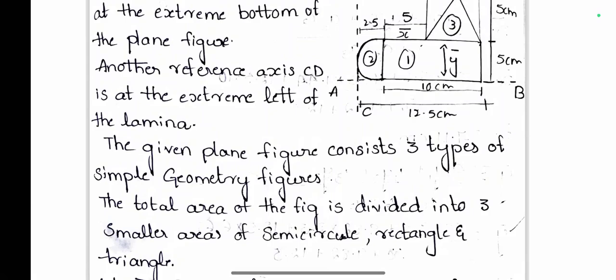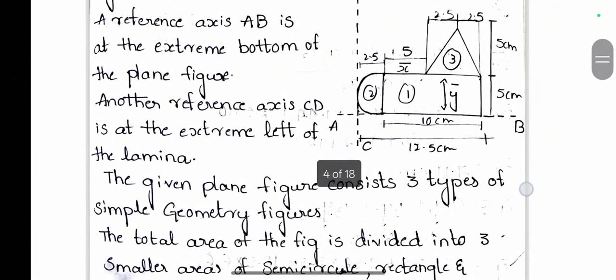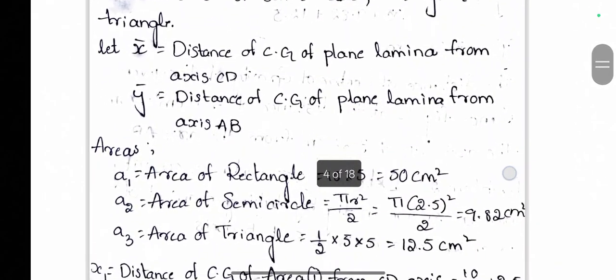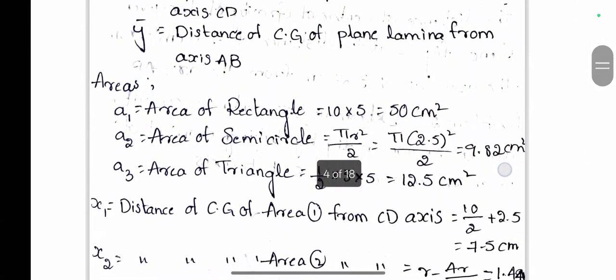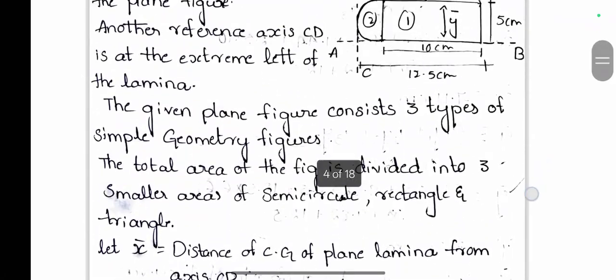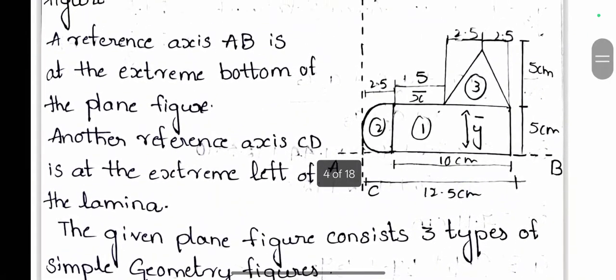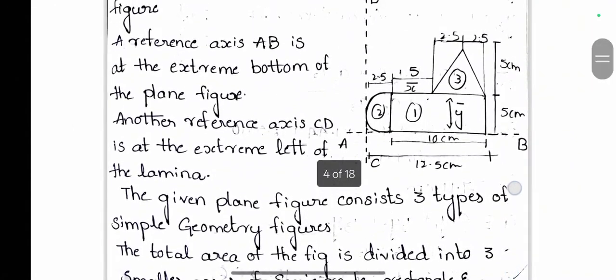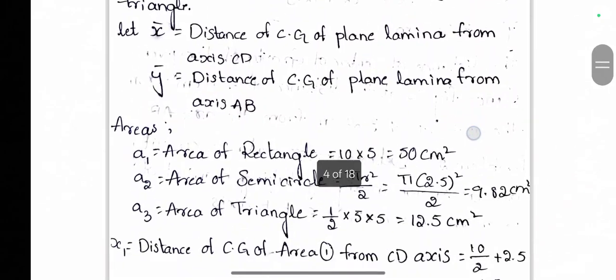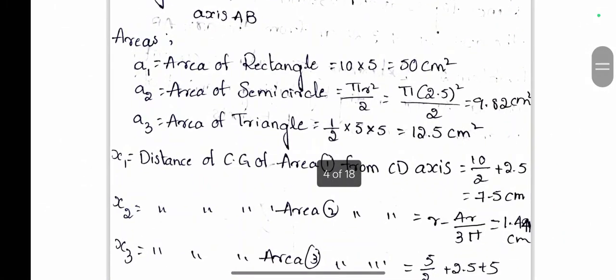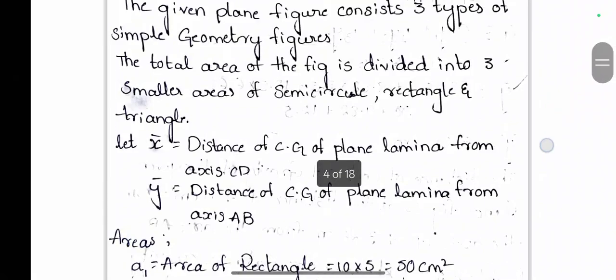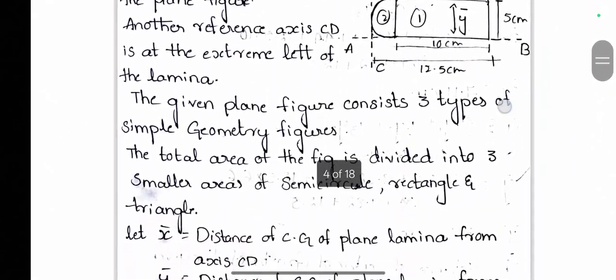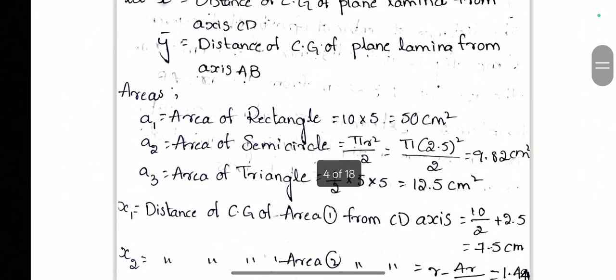Next, we divide the whole plane figure into three parts. First is the rectangle. Let us find the rectangle area, A1, which is the area of the rectangle: length is 10 centimeters and height is 5 centimeters, so the total is 50 centimeter square. Next is the semicircle. A2 is the area of the semicircle, pi r square. The radius is 2.5 centimeters, so the total area becomes 9.82 centimeter square.